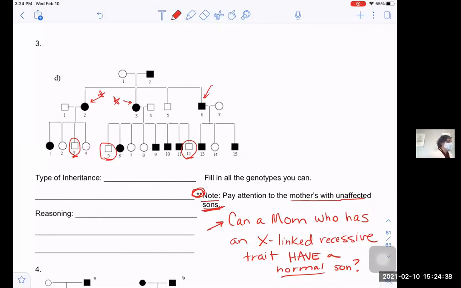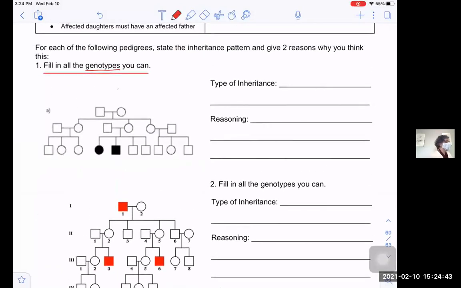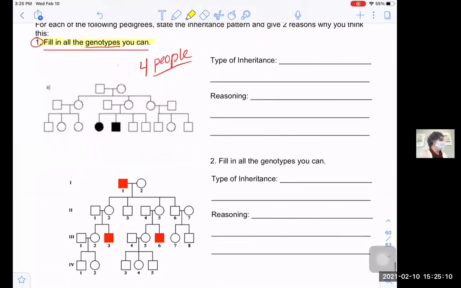I would like you to try to fill in all the ones that you can. For instance, the first one here, there's actually only 4 people you can fill in for sure. So you're going to first determine the type of inheritance and why you think that. Give me your reasoning, and then fill in the genotypes that you can. You can use whatever letters you want, but fill in as many as you can. And that is your homework assignment.